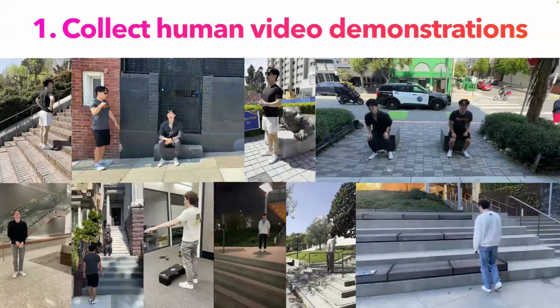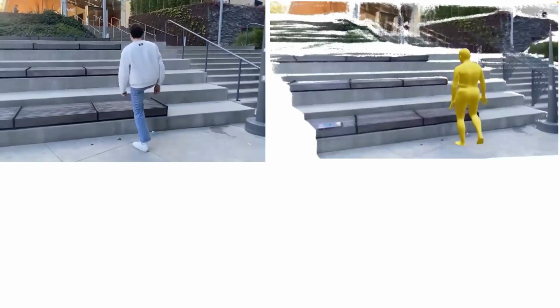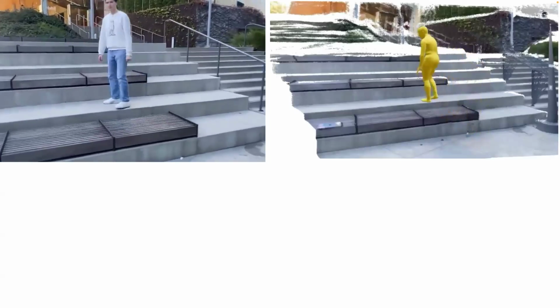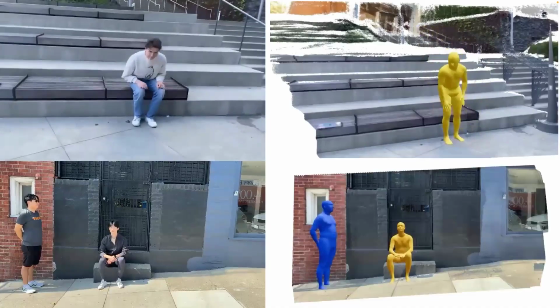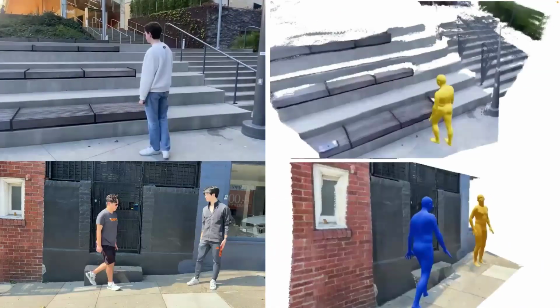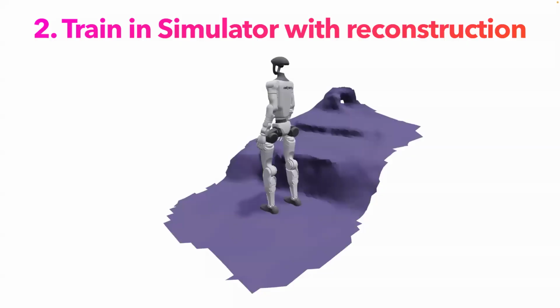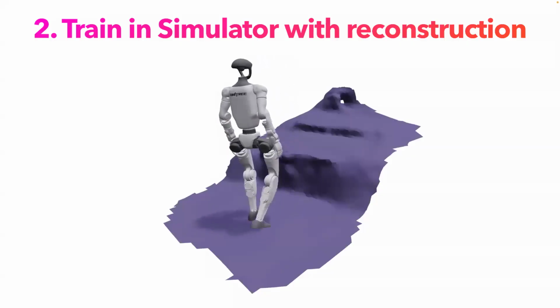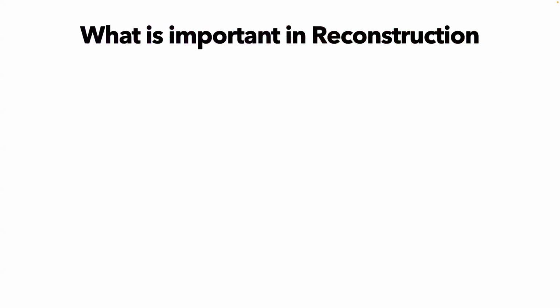We collected human video demonstrations of people interacting with the environment, and we reconstructed them. Here are some of the reconstructions with novel views. It also works with multiple people as far as the SAM2 detection and identification goes. Once you reconstruct it, then you train in the simulator with the reconstruction. That's really the big idea, but let's dive into this.